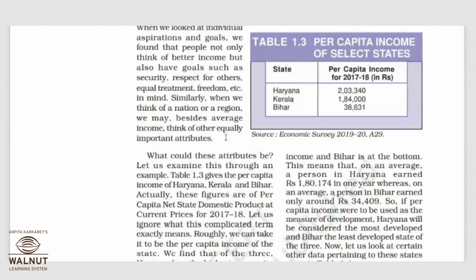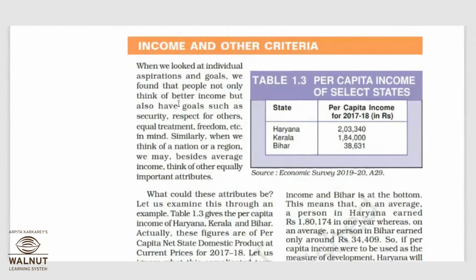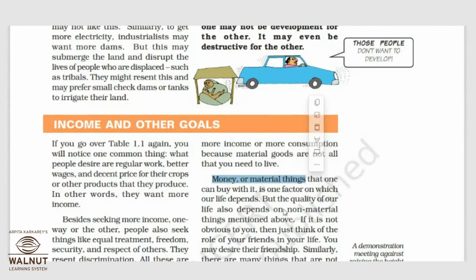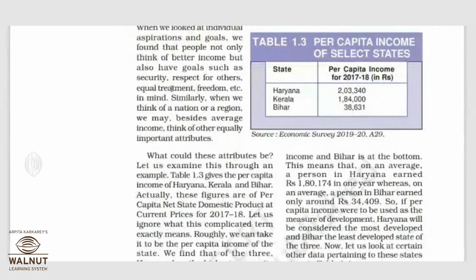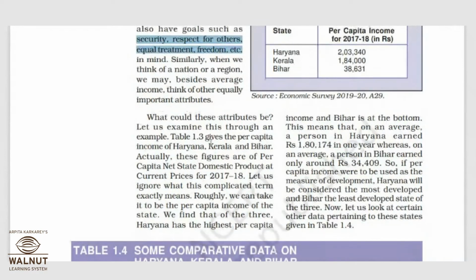So before you proceed further, let me see if you remember the key terms. When we were talking of better income, we are referring to which goals? What was the word for that? Material things and non-material things, right? So income comes under materialistic things. And security, respect, freedom are non-materialistic. So you have to remember the most important statement is that the goals are always a mixture of materialistic and non-materialistic. All right.